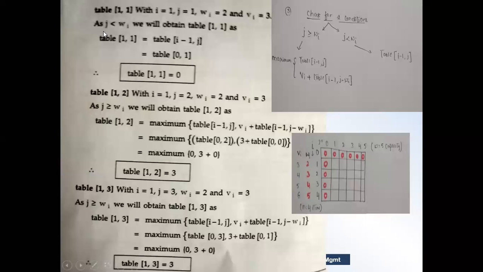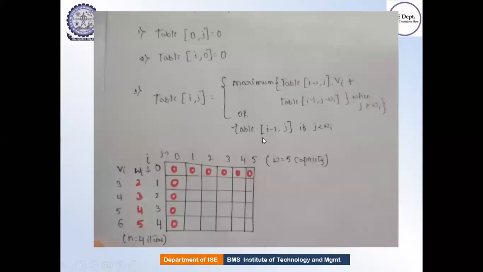What I told is you should compare the value of j with wi, right? So what is the value of j here for this particular empty field? It is 1, right? I should compare it with wi. Wi is 2. So 1 is less than 2. So our second condition, j is less than wi, holds true. So what should I do? I should start filling with this value.